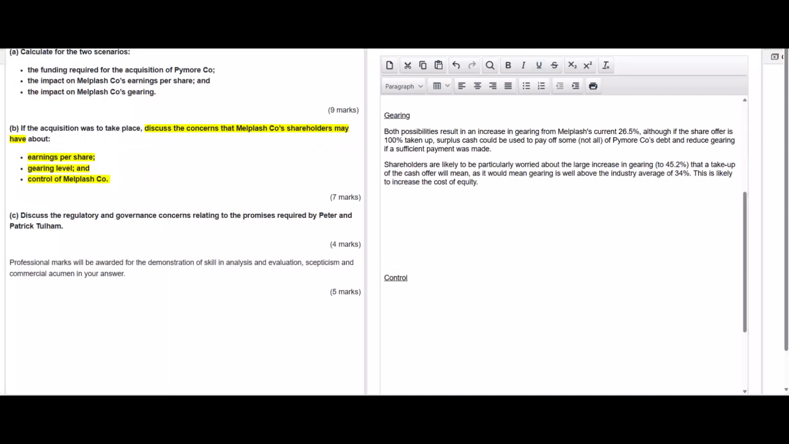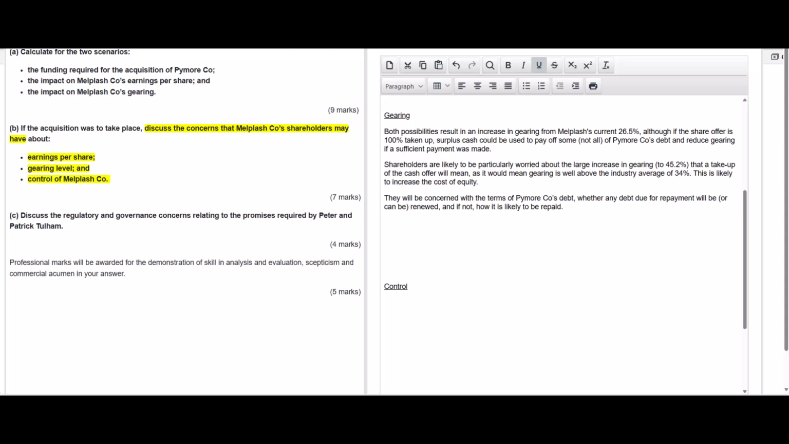Then we can talk about the cash offer. So if we were to do that, they'd be likely very worried about the large increase in gearing. It would go up to 45.2%. So again, bringing in my numbers that we worked out earlier, and that would be well above the industry average of 34%. Now remember, high gearing is high risk, so that would be quite risky, and therefore it would likely increase the cost of equity. So they'd start wanting higher returns if the company starts being higher risk.